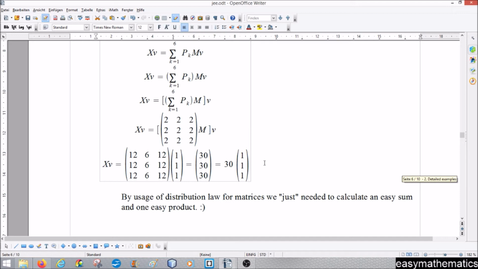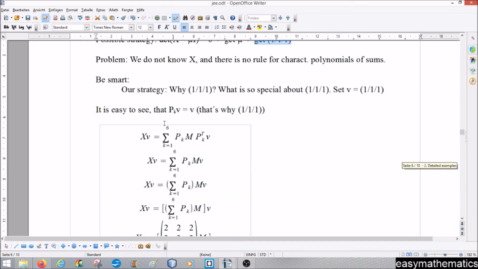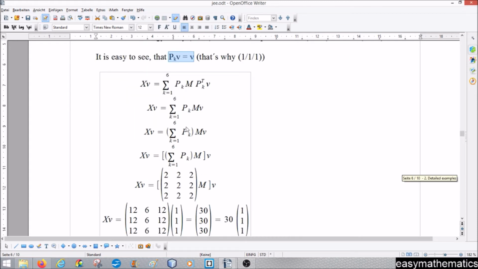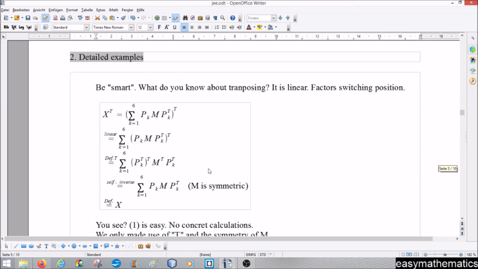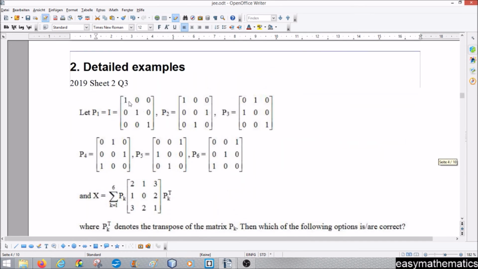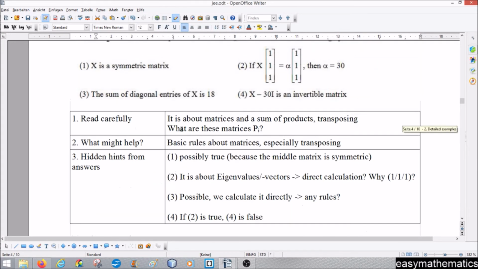And all we need is the knowledge that these permutation matrices times the vector 1, 1, 1 give 1, 1, 1. Okay, this is the main step in my opinion. The rest of this calculation is straightforward and very easy. Here it's important that you see that these P_k are permutation matrices. This is very easy to observe. It's very important to observe.